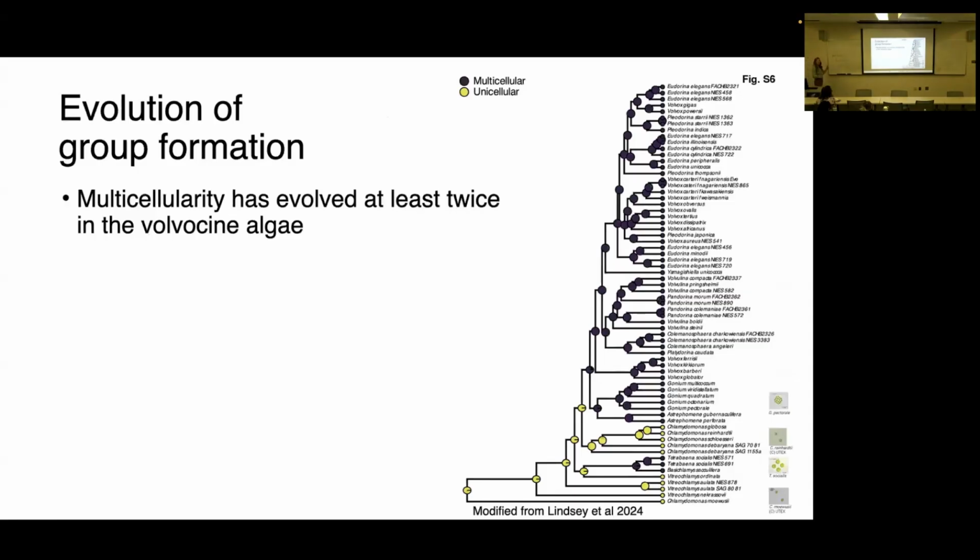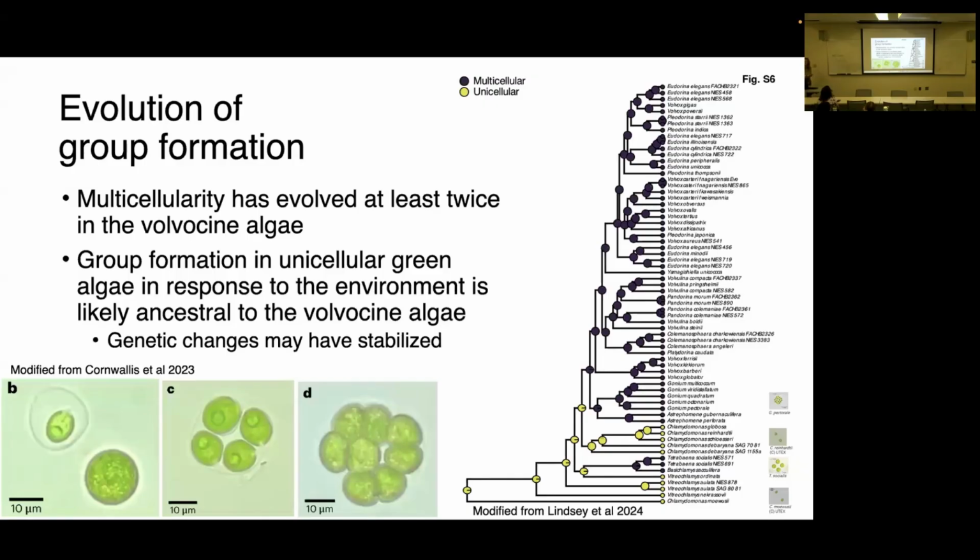So we can study the evolution of group formation in this clade really nicely because obligate group formation has evolved at least twice. You don't need to worry about the species names here, but everything in general corresponds to a species that is characterized as being obligately or at least predominantly multicellular. And everything in yellow is unicellular. So you can see there's a transition to multicellularity here and here. This is work that was done by Ross.